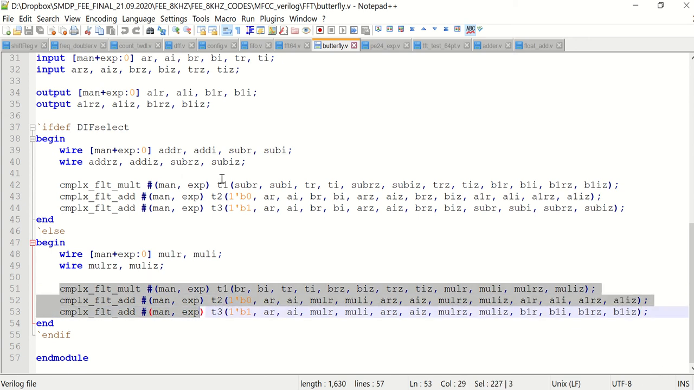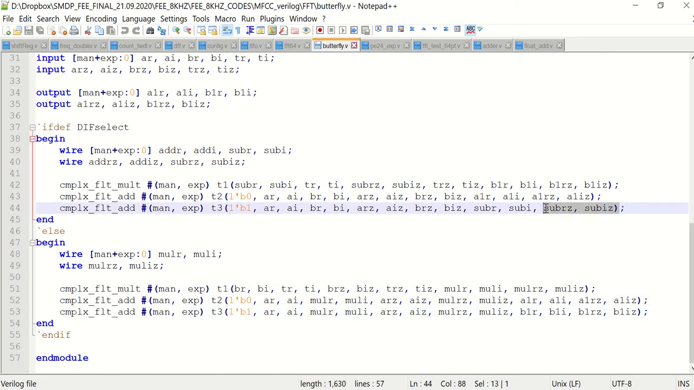For a DIF butterfly, the subtraction is performed, and this subtraction result is taken and multiplied with the twiddle factor values.